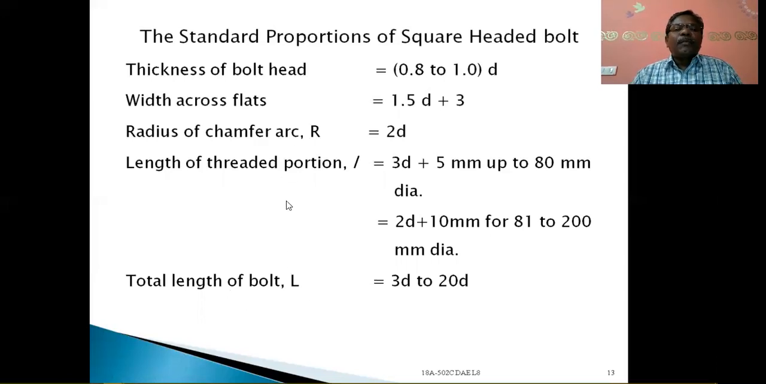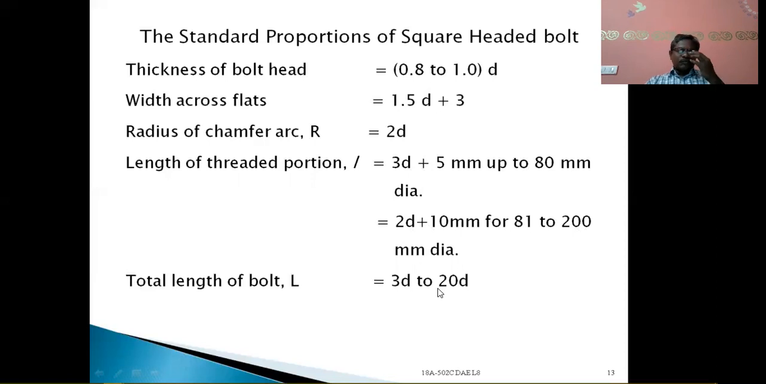So these are the proportions that we can see for a square-headed bolt. For a square-headed bolt, the thickness of the bolt head is equal to 0.8D to 1D, and the width across the flats will be 1.5D to 3D, and the radius of chamfer arc will be 2D, and the length of the threaded portion is 3D plus 5 up to 80 mm diameter, 2D plus 10 up to 200 mm diameter, whereas the total length of the bolt will be 3D to 20D.